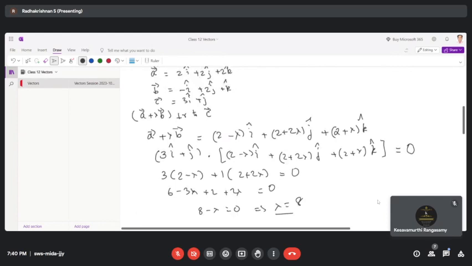So that means here what you do is, if two vectors are perpendicular, then you take the dot product and equate it to 0. So that is all you do.